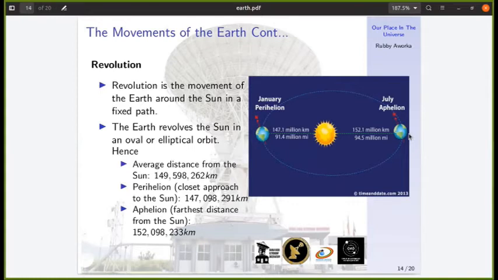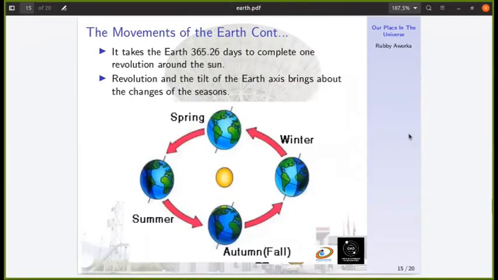It takes the Earth 365.26 days to complete one revolution. The Earth tilt and the revolution of the Earth brings about the changes in seasons that we have. So let's take the northern hemisphere to be our point of reference to talk about the changes in season.